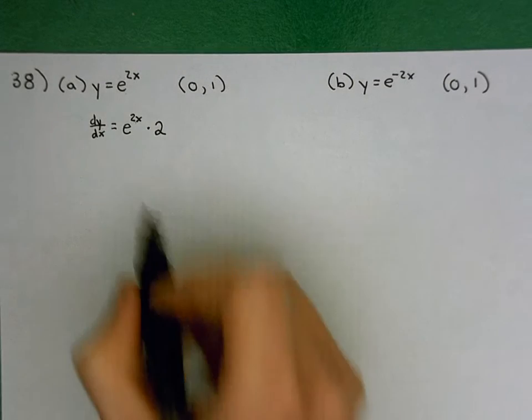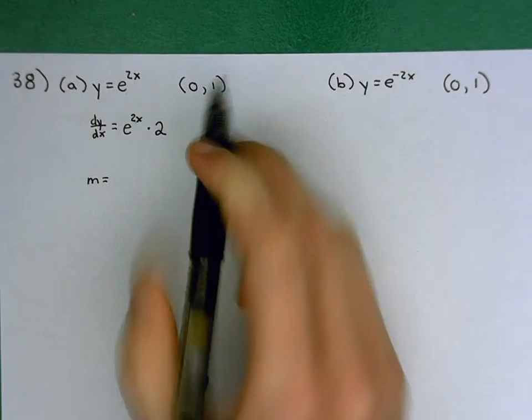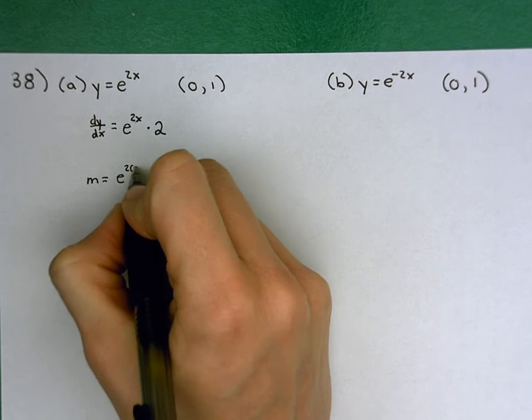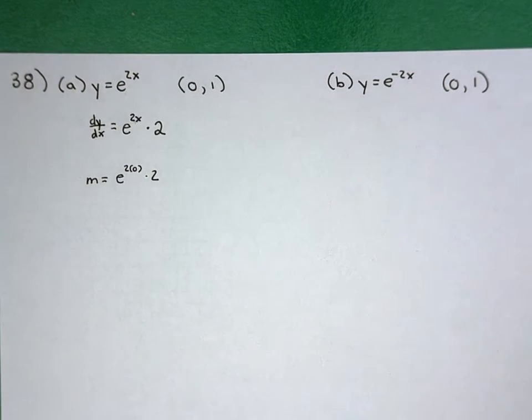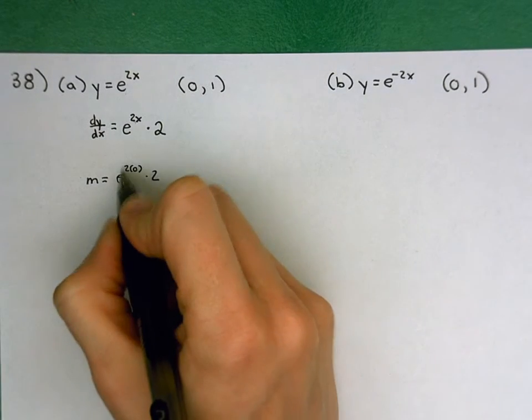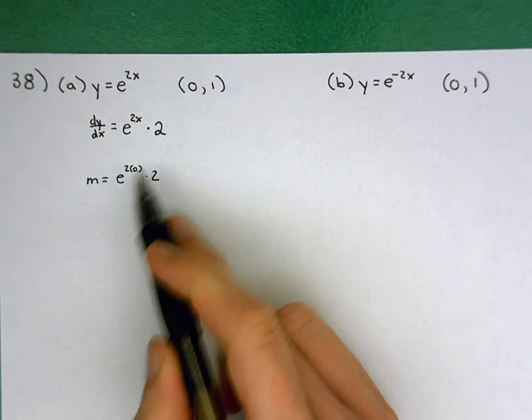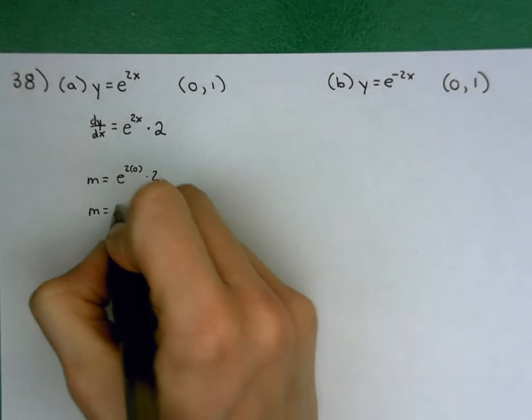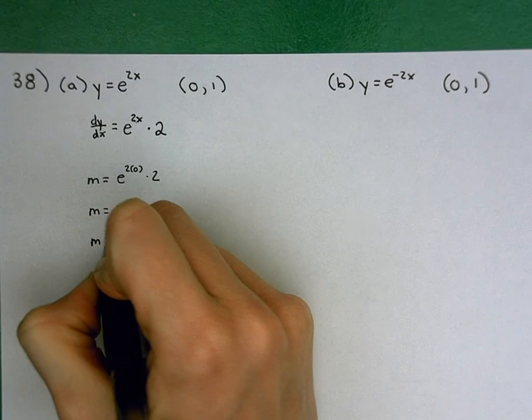Okay? To find the slope at this point, we're going to take our xy coordinate, we're going to plug it into our derivative here. And in this case, 2 times 0 is 0. We have e to the 0, and anything to the 0 is 1. And so my slope here is 1 times 2, or 2.